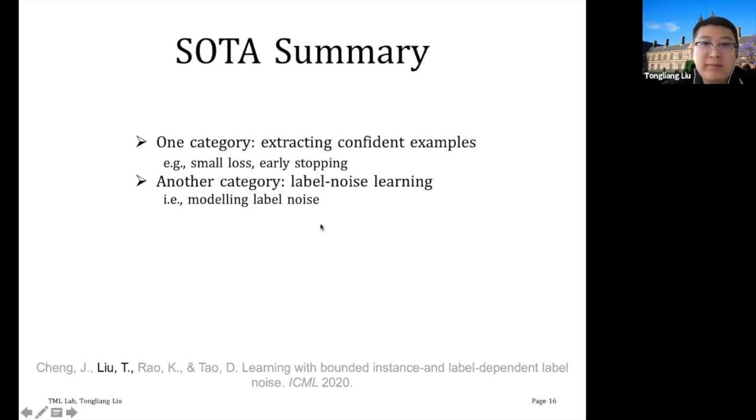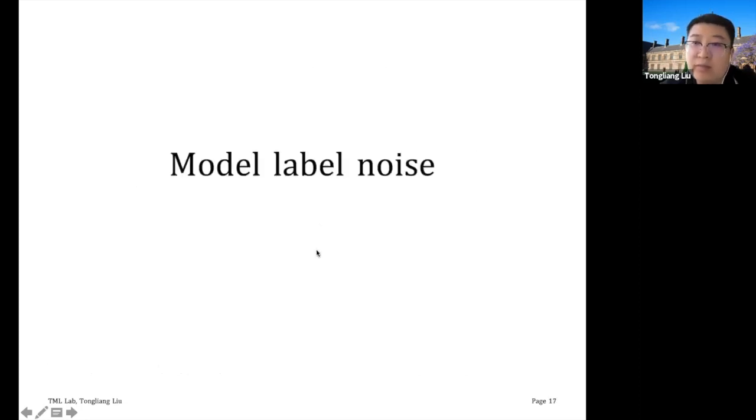And yes, we would like to make a quick summary here so that you can better understand the talk. We have discussed that to deal with noisy labels, there are two major categories. The first one is to extract confident examples. We just roughly introduced the idea. Another category is to model label noise. So in the rest of the talk, we will focus on the second category, model label noise.